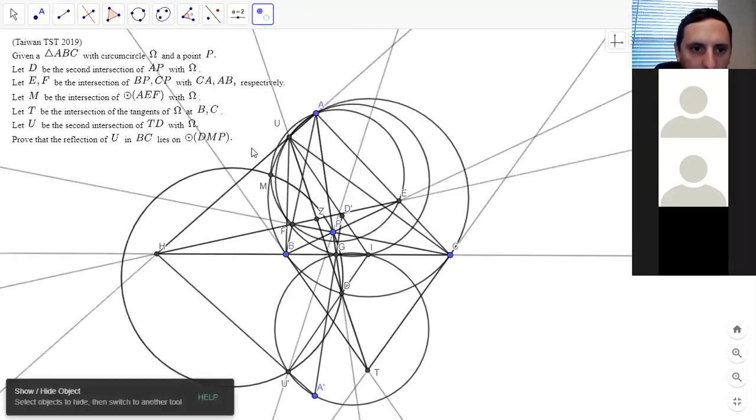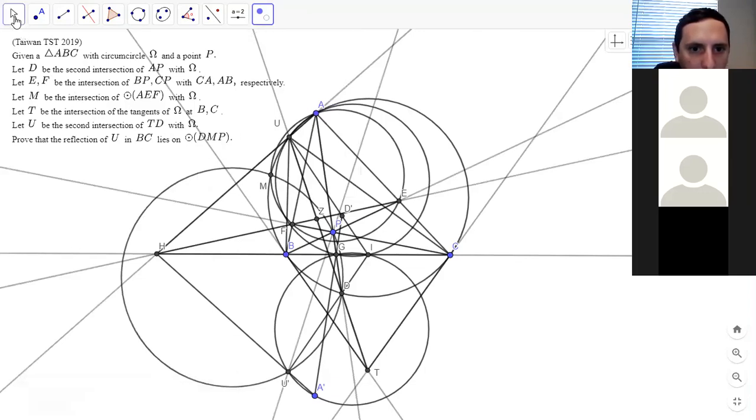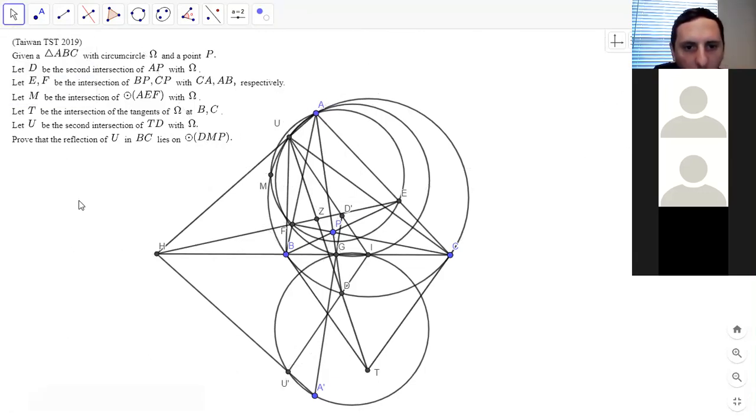I'm going to hide this circle. I think it might make things a little easier. We want to show DMPU prime is cyclic.